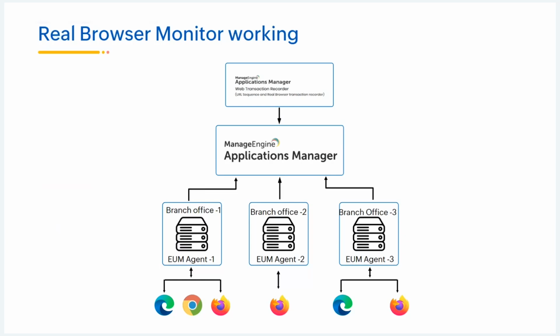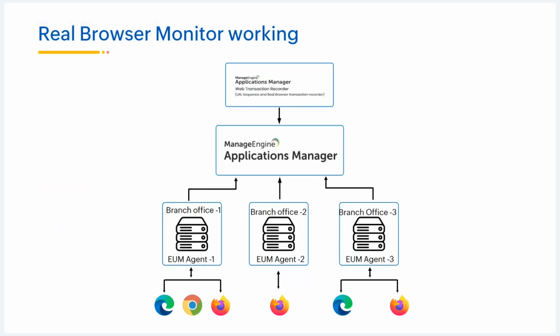To test this critical workflow, you can use Applications Manager Real Browser Monitoring. First, you need to install the end user monitoring agent in all your branch offices. Next, you can record the process of filling out and submitting the registration form in your main office. The same transaction will be executed in your branch office using these agents, which will send the data back to Applications Manager. This setup allows you to verify that the workflow operates smoothly and error free across all your locations.